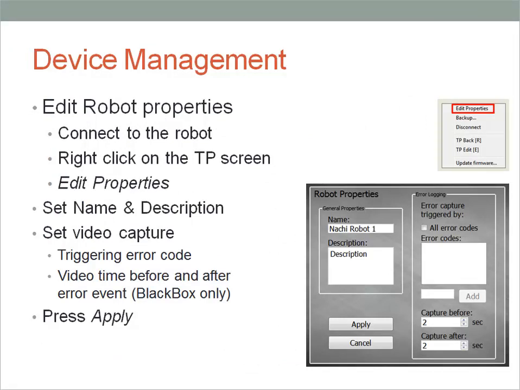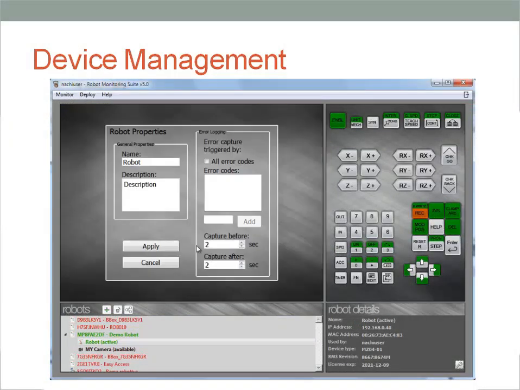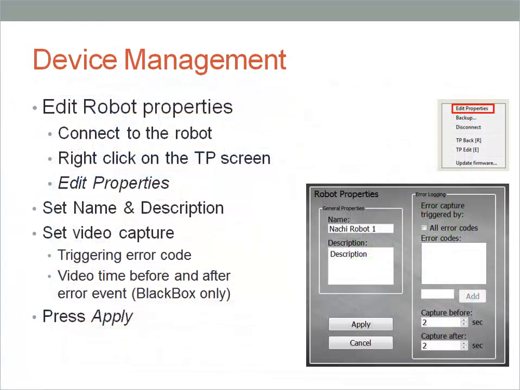If you start a remote monitoring session, right-click on the Teach Pendant screen and select Edit Properties. There you can change the robot name, the robot description, and also you can change the error codes that will trigger a video capture in case you are using the black box hardware. The details about this are out of the scope of this tutorial.